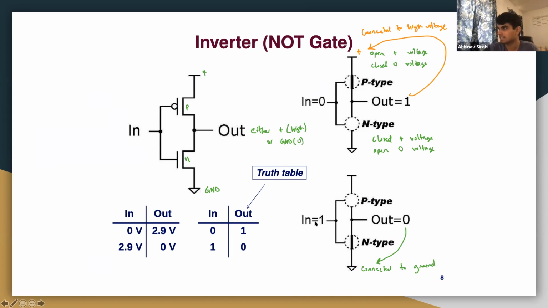Then in this case, if we put in a 1, the P-type will be open this time because it's open for positive voltage. And the N-type will be closed because it's closed for positive voltage. Because the N-type is closed, it's going to go through here, and it'll connect to the ground, and the output will be a 0 from the ground. So that's basically how a NOT gate works.